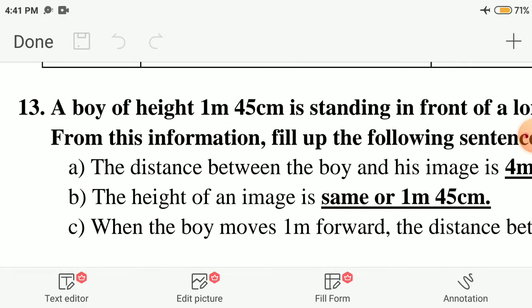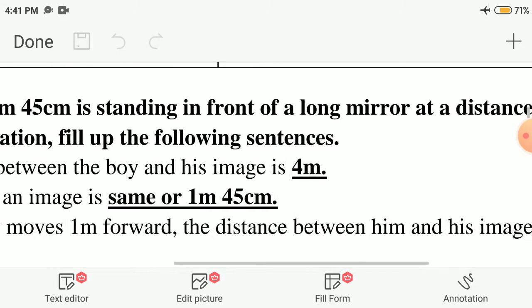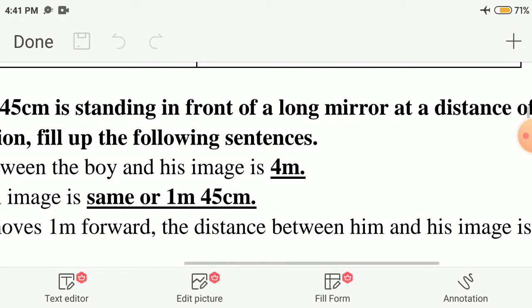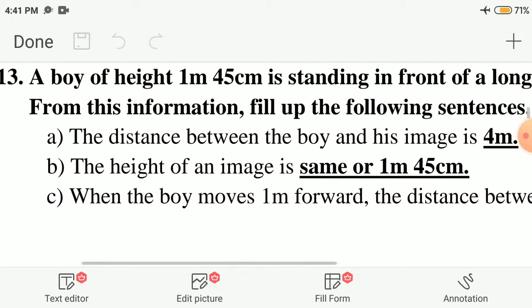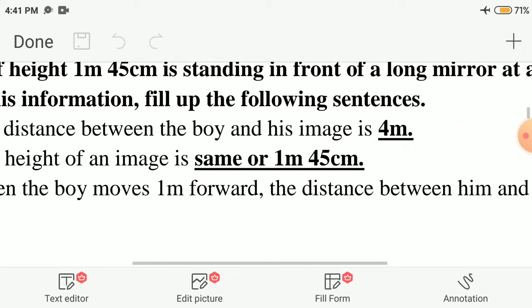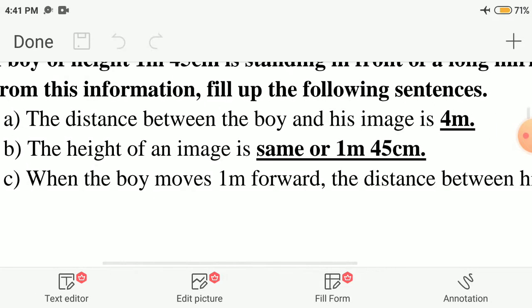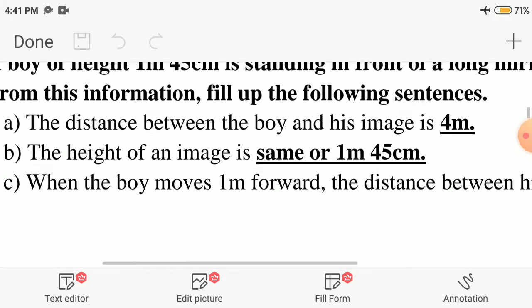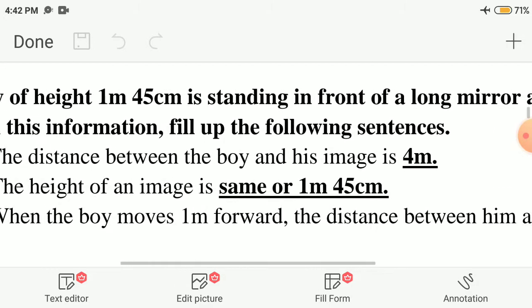Next, 13th question. A boy of height 1 meter 45 centimeter is standing in front of a long mirror at a distance of 2 meter. From this information, fill up the following sentences. The distance between the boy and his image is 4 meter.